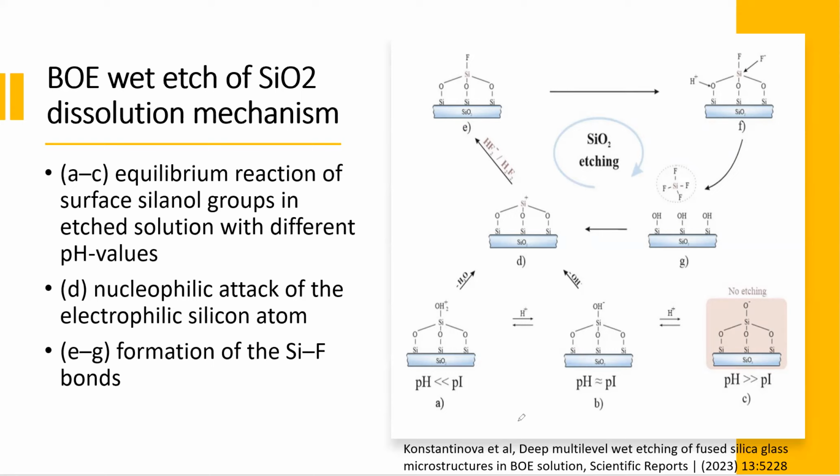And this one says the equilibrium reaction with surface silanol groups in the etch solution is a function of pH value. So depending on the pH value, you will form different hydroxyls, and then you will get different wet etch chemistry. At the end of the day, you want to form this, right? That's what you want to form. So forming this Si-F bond, and then that's gone away.